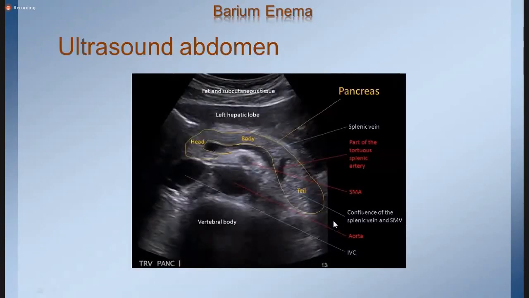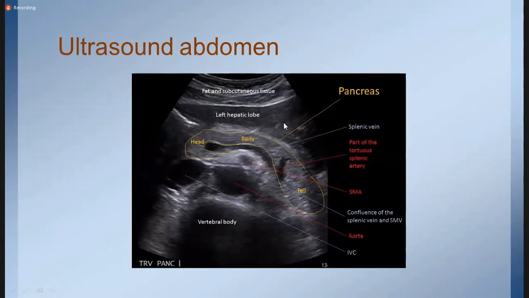So from the contrast X-rays, we are moving towards the ultrasound. This is normal ultrasound of the pancreas, demonstrating the head, body, and the tail of the pancreas. This is superior mesenteric artery. This is aorta. This is inferior vena cava. This is vertebral body. This is left lobe of the liver. These are fat and subcutaneous tissues of the abdominal wall.